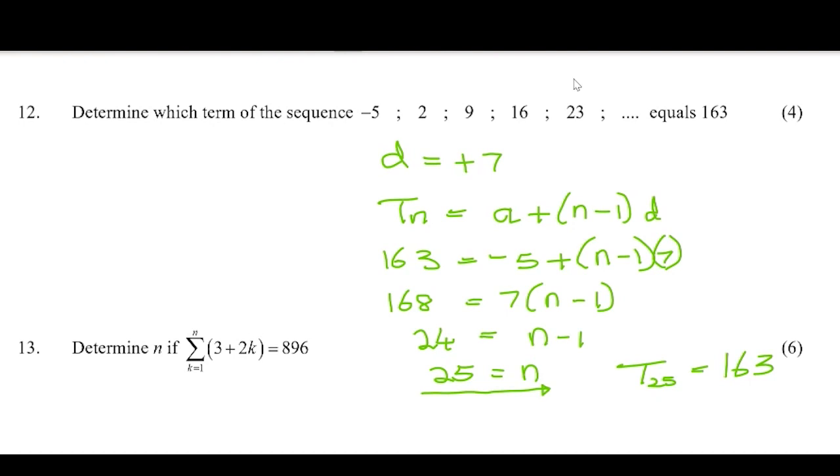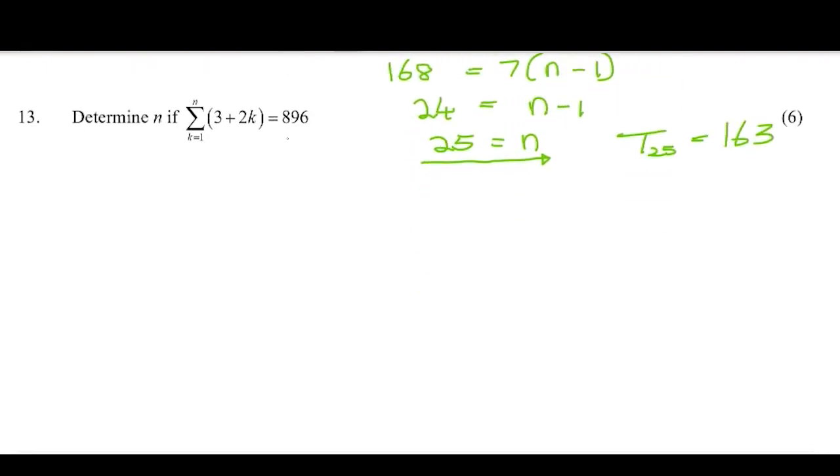Determine this value of n. How many terms must we add up to get a total of 896? Remember the deal with sigma notation. We're going to write down 3 terms. First term is 5, the next term is 7, and the next term is 9. Right, now we know what we're dealing with here. And so we've in fact got 896.